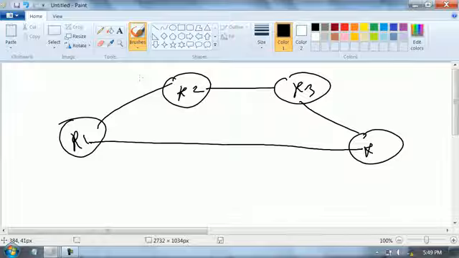Let me say, he is saying for R1 there will be two paths. Agree? For R2 there will be two paths, for R3 there will be two paths, for R4 there will be two paths. Agree? For every router there will be two paths. But there is an if, there is always a but.